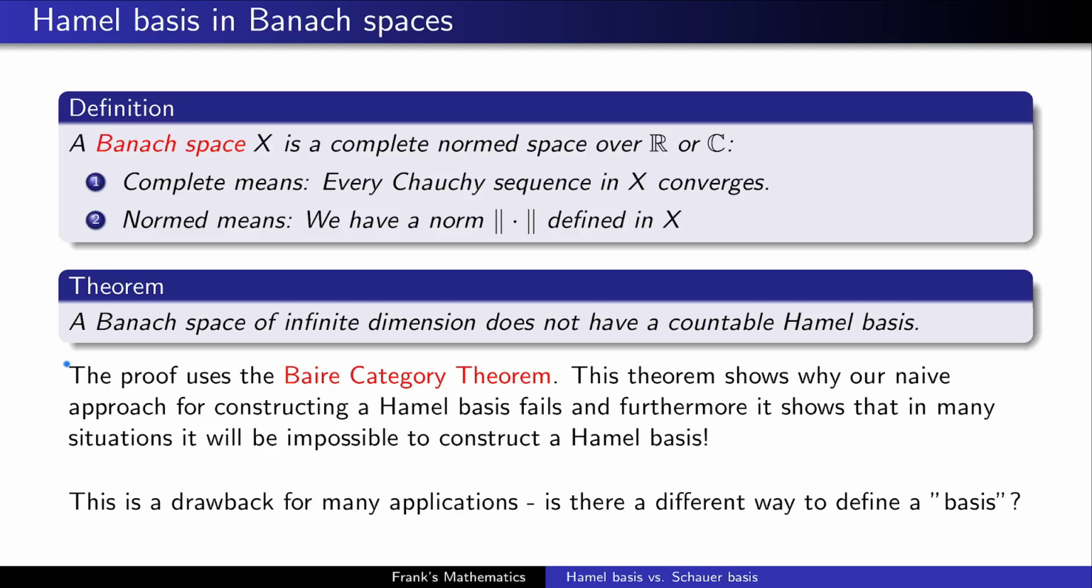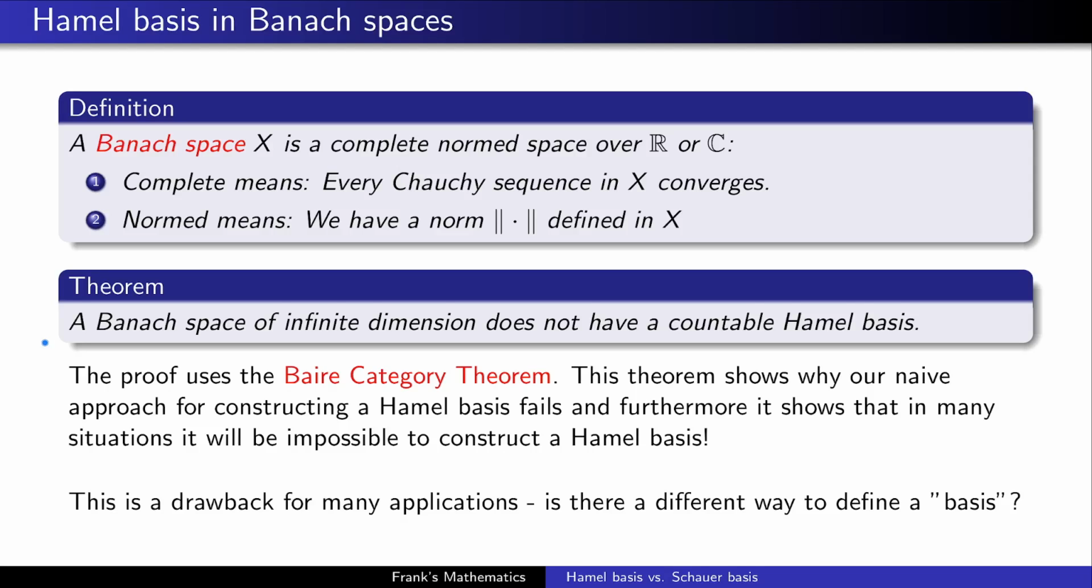And furthermore, this theorem shows that our naive approach by appending vectors to the set S and then building a union will in general not give us a Hamel basis at all, because by our naive approach only countable sets have been created. But as you can see here, well, the Hamel basis is uncountable. So furthermore, we show that in general it is impossible to construct a Hamel basis as it is uncountable.